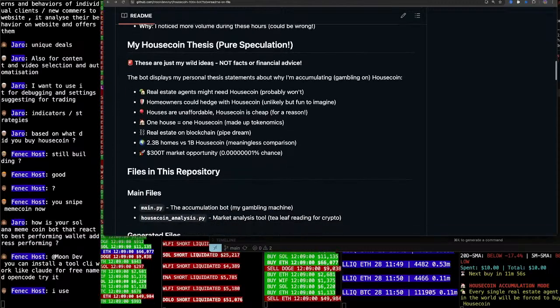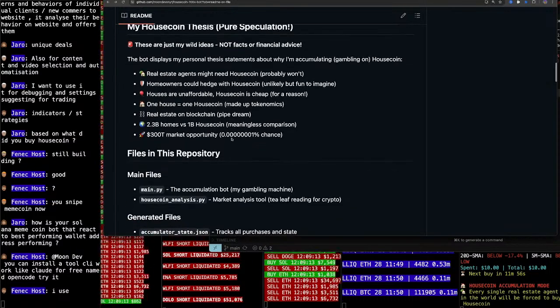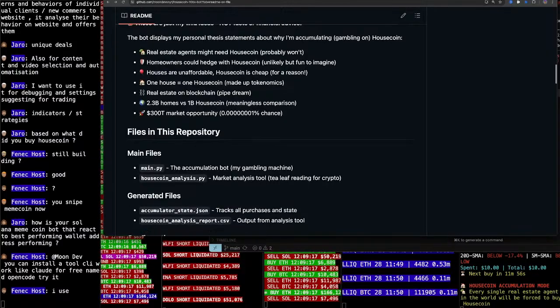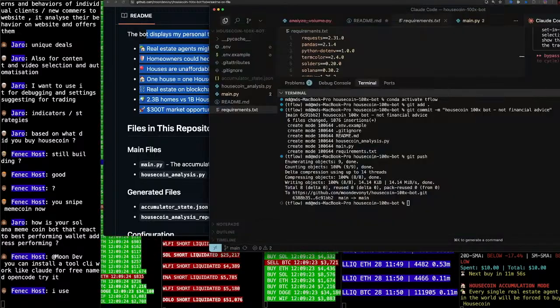My Housecoin thesis, pure speculation. Real estate agents might need Housecoin, probably won't. Homeowners, one Housecoin equals one house. Real estate on blockchain, pipe dream, 2.3 billion homes versus 1 billion. Yeah, don't dog all my thesis. Relax on the dogging of my thesis.